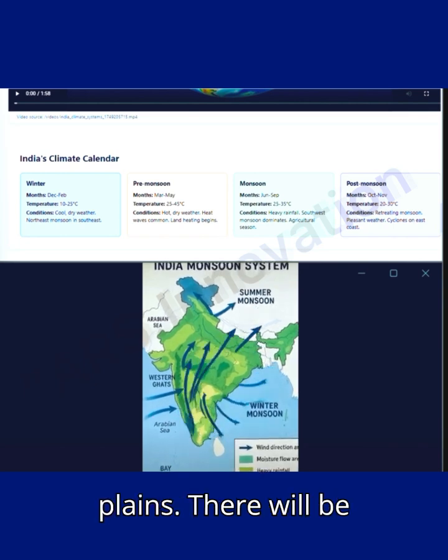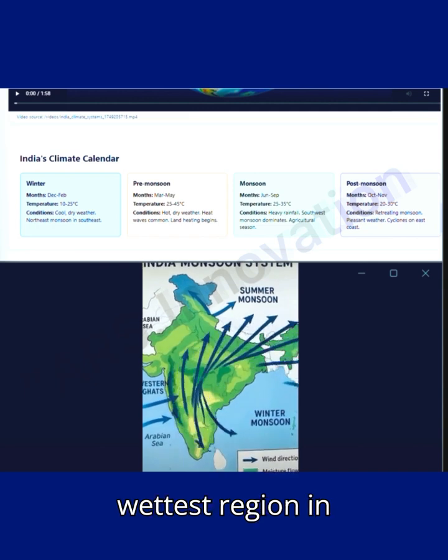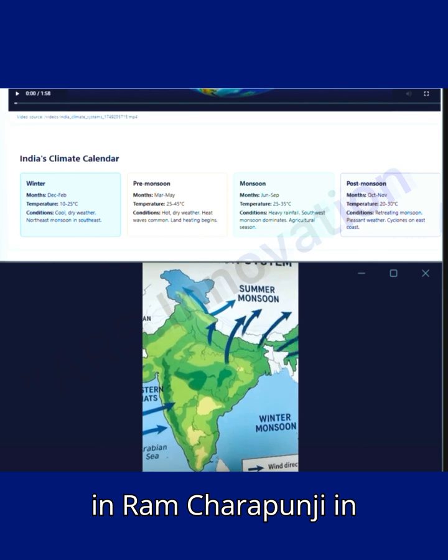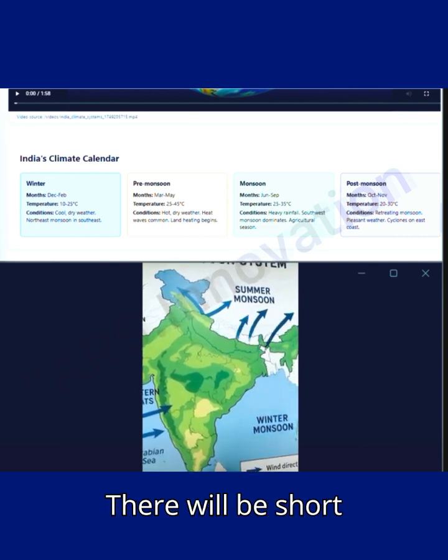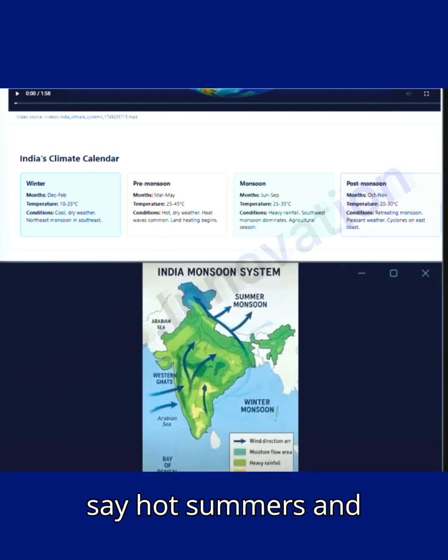Western coastal plains: Konkan, Malabar, and the Karnataka coast are all western coastal plains. There will be heavy rainfall due to the Arabian Sea branch, making it one of the wettest regions in India. Example: Mawsynram and Cherrapunji in nearby Meghalaya. There will be a short dry season.